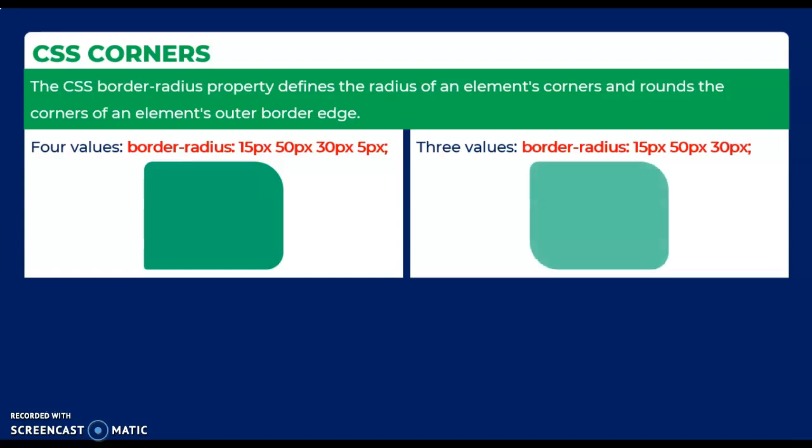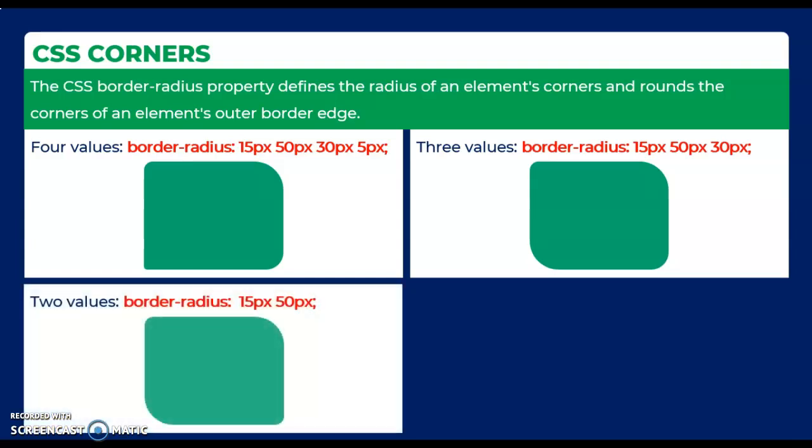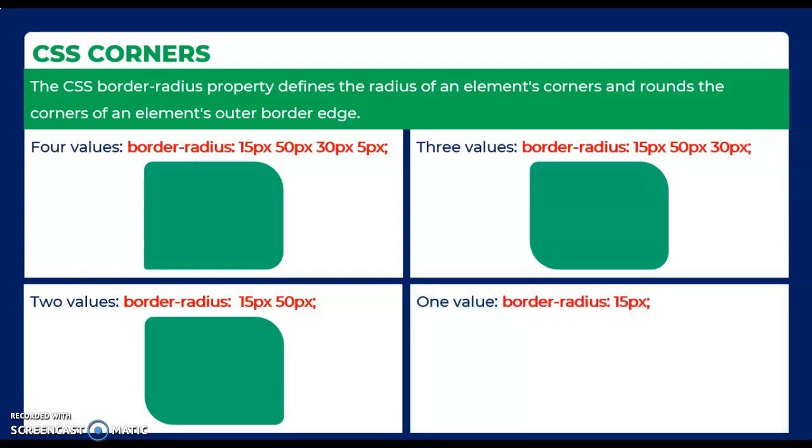3 values. First value applies to top left corner, second value applies to top right and bottom left corners, and third value applies to bottom right corner. 2 values. First value applies to top left and bottom right corners, and the second value applies to top right and bottom left corners. 1 value. The value applies to all 4 corners, which are rounded equally.